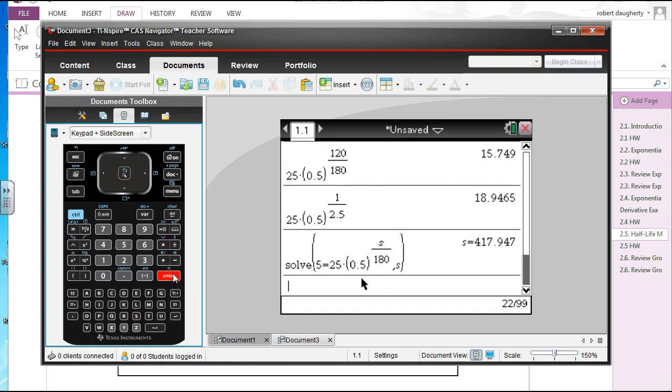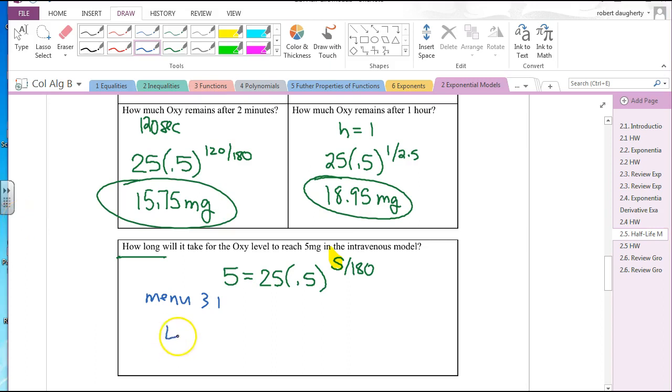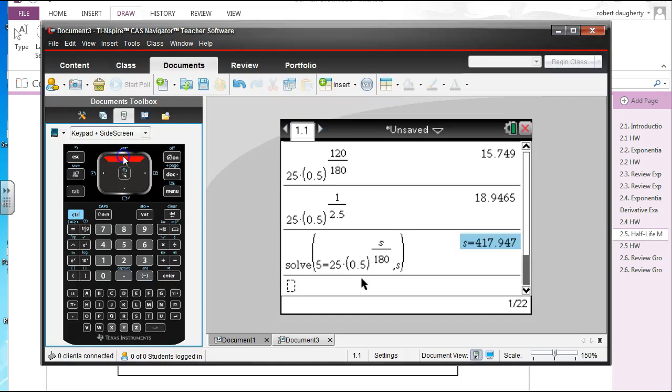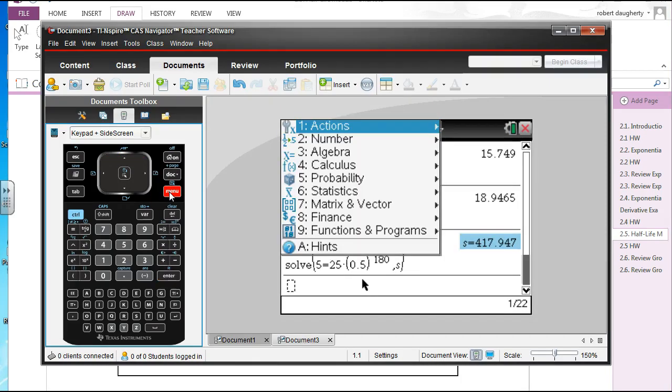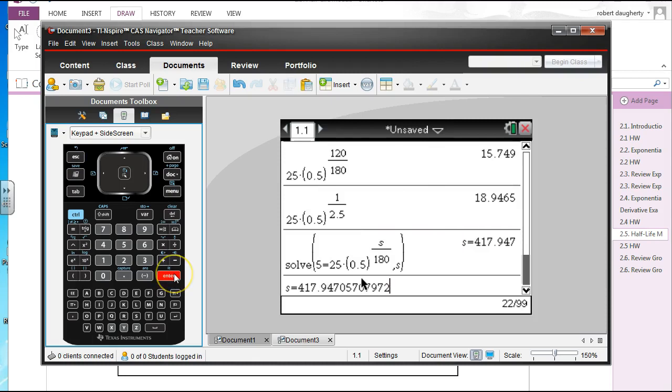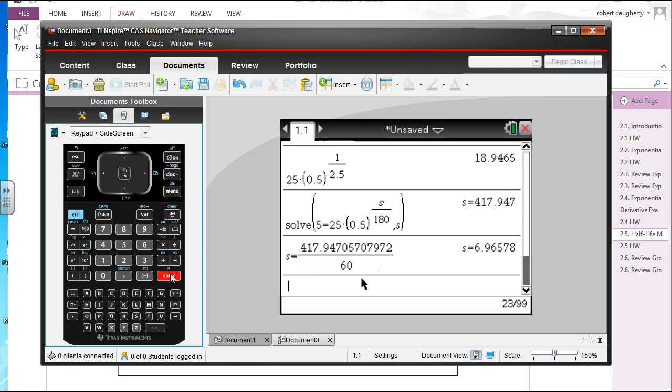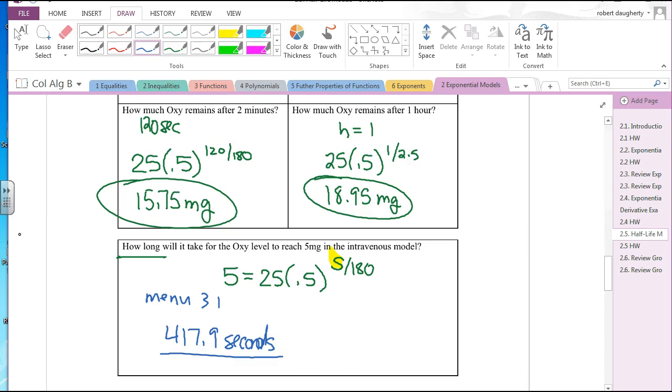So if I do that, I get 417.9 seconds. So that's how long it takes the oxy to get down to 5 milligrams. And that's basically, how many minutes is that? So if I take that number and divide it by 60, almost 7 minutes, okay? So about 7 minutes to get down to 5 milligrams.